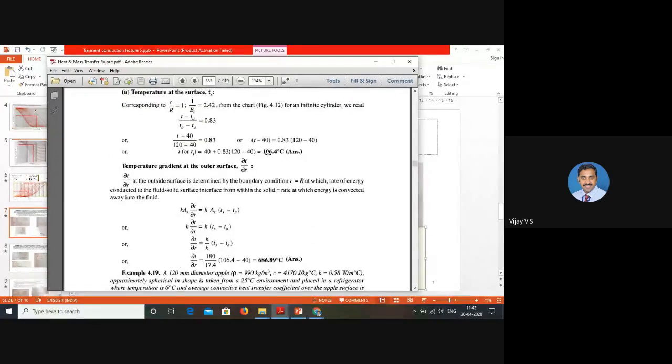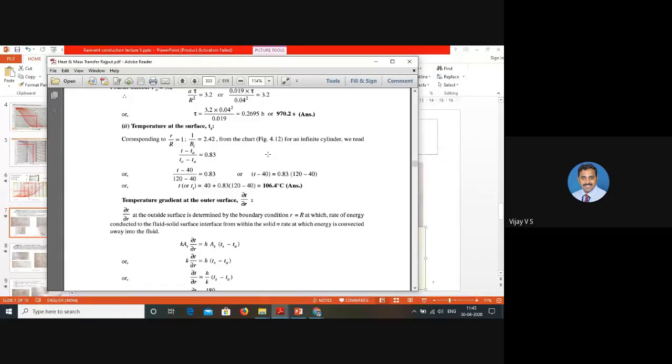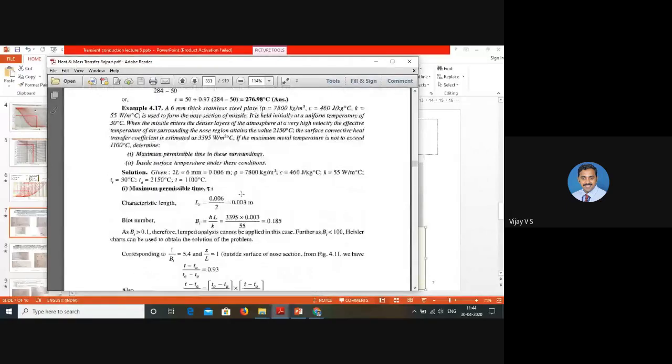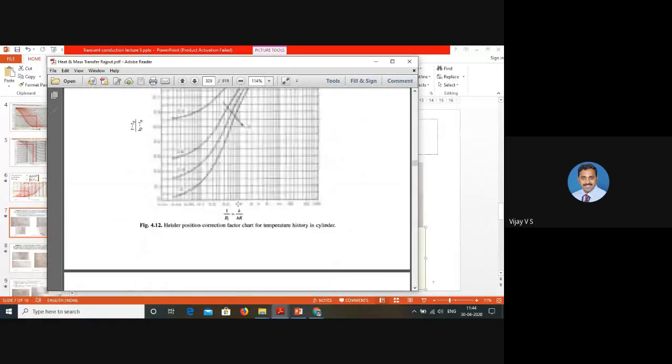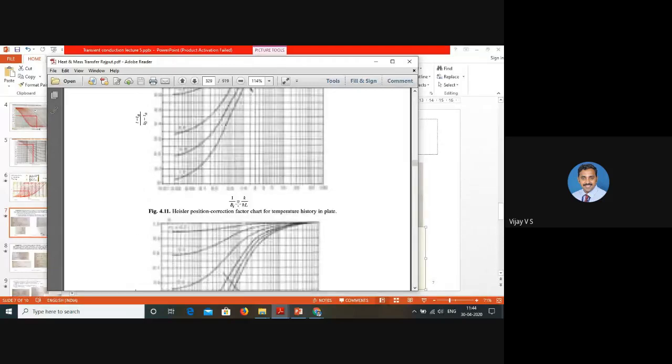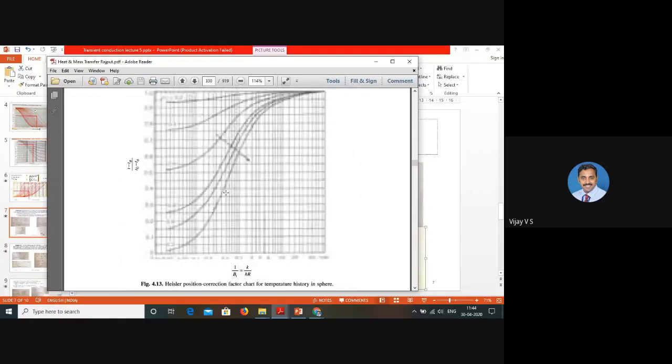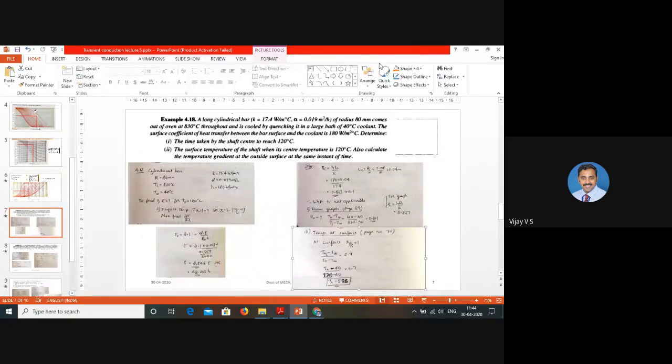See, in the textbook, the answer is different. The reason is that the graph they have used is not the same graph, it is a little different. This is the graph they have used. This graph is different from the graph we use, and that's why the answer in the textbook will be different. We have used the CP Kothandaraman textbook, so please refer to that textbook and data handbook only. Don't worry about the answer which is different in the data handbook. Clear? Any doubt till here?